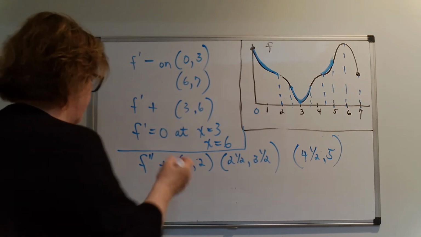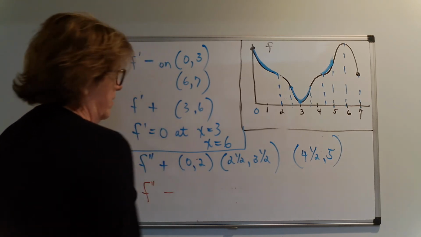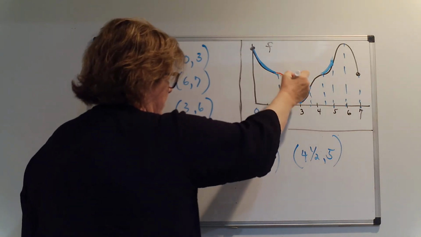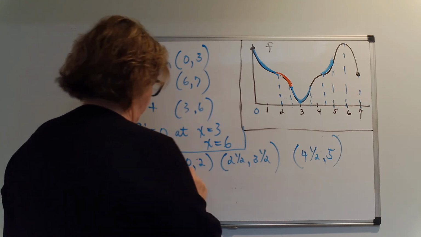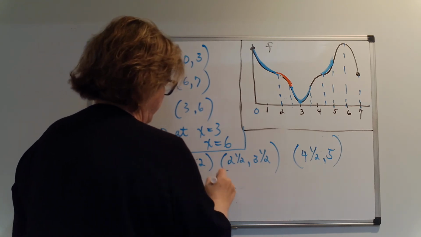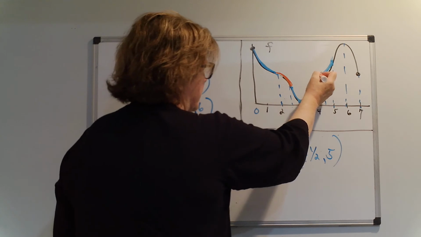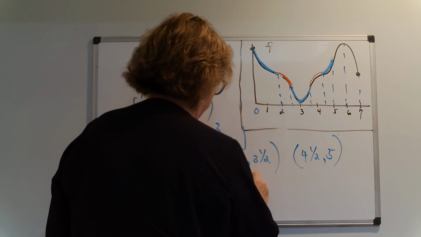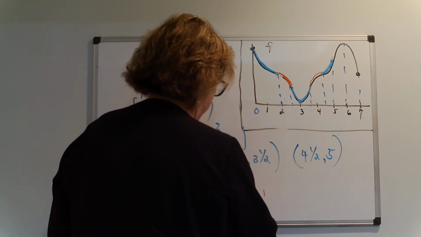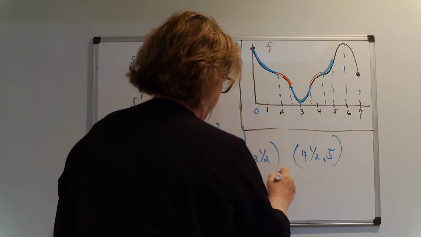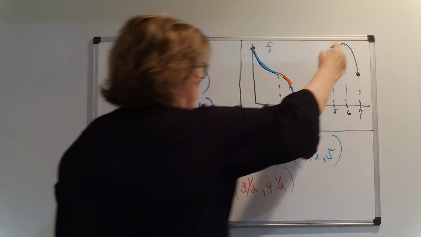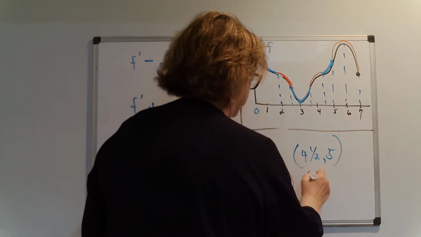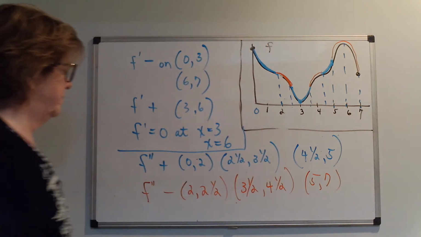Then the second derivative would be negative here. It looks like it's concave down here, 2 to 2.5. Here, 3.5 to 4.5. And then all through here, 5 to 7.